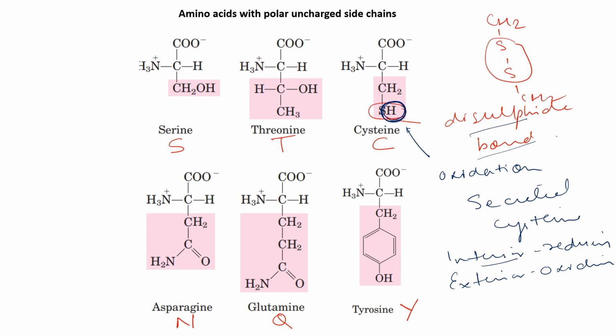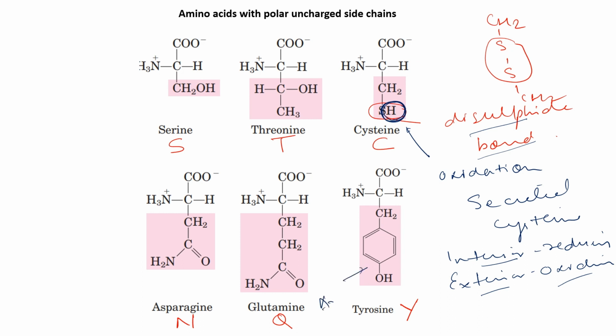The interior environment of the cell is a reducing environment. The exterior, the extracellular environment, is an oxidizing environment. Only in the oxidizing environment can the cysteine form disulfide bonds. Therefore, the proteins that are secreted outside the cell contain more cysteine so that they can form the disulfide bond and can help in stabilization of secreted proteins.